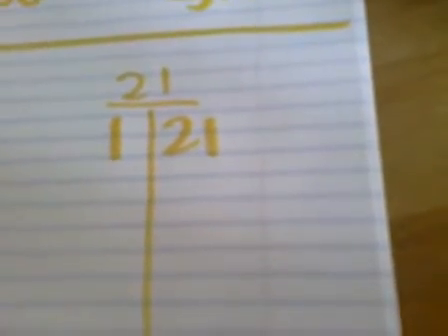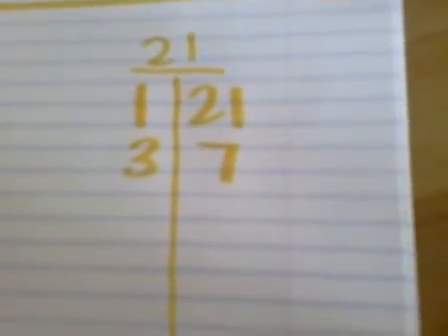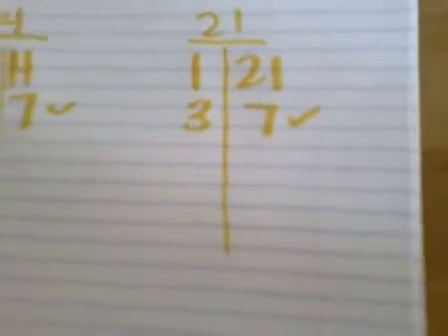Let's check 21. 1 and 21. There's nothing times 2 that equals 21. There is something times 3. 3 times 7. Nothing times 4. Nothing times 5. Nothing times 6. There is something times 7. So we know we're done.